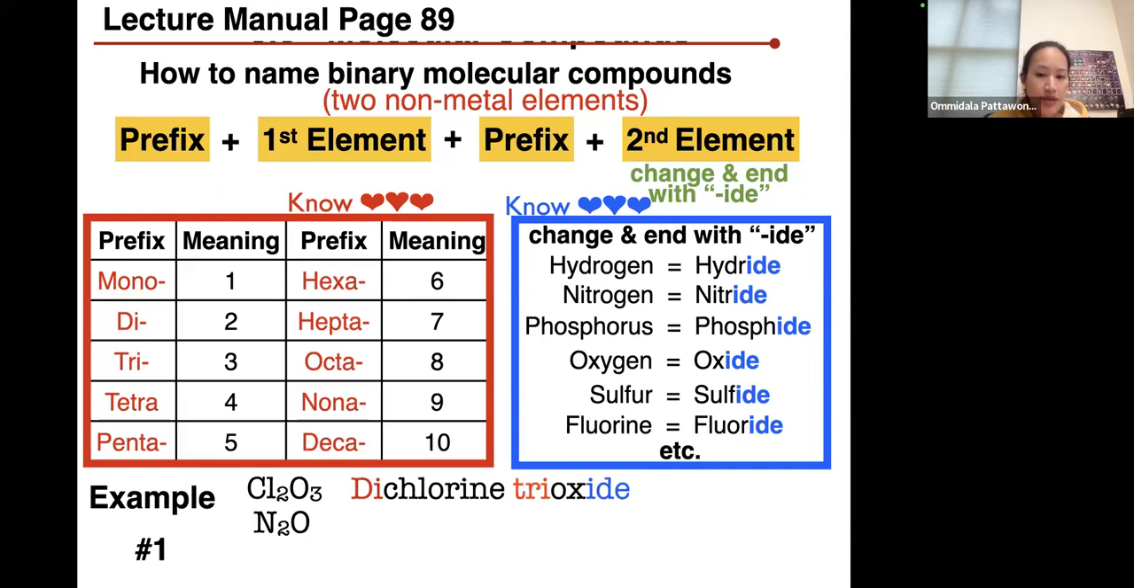Second one, N2O. Again, 2 nitrogen would be dinitrogen, and then we have only 1 oxygen. The prefix for one would be mono, so it's monoxide, but you actually fuse the vowels together, so it would be monoxide.